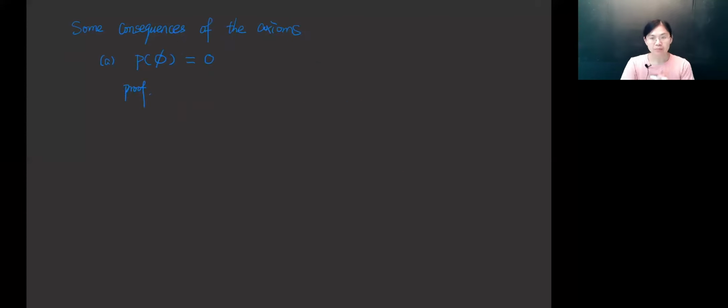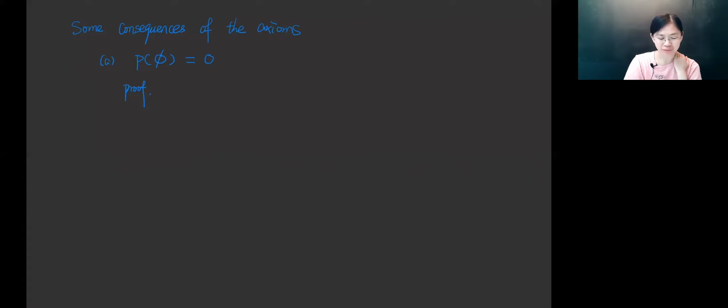The 3 axioms of probabilities are very simple, but they imply a lot of consequences. These consequences are equations about probability measures that we often use later on in deriving some of the results for probability theory. The first consequence that we are going to talk about is this, A. Consequence A, the probability of an empty set should be 0.